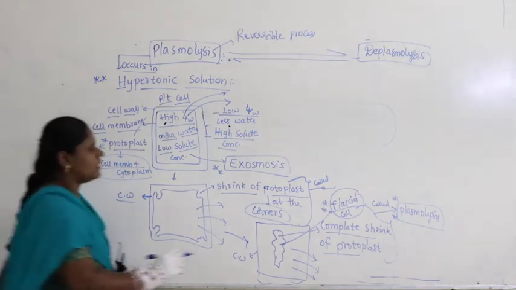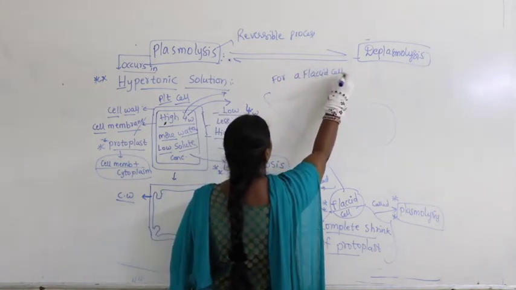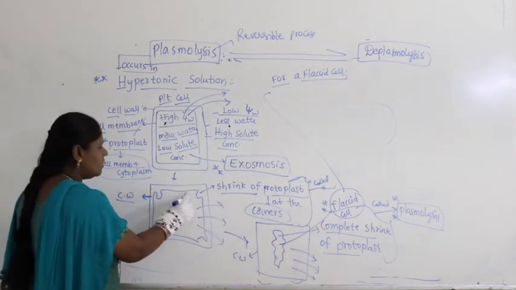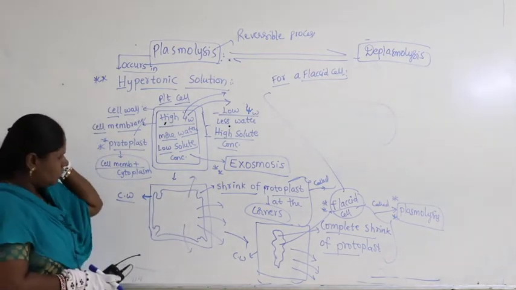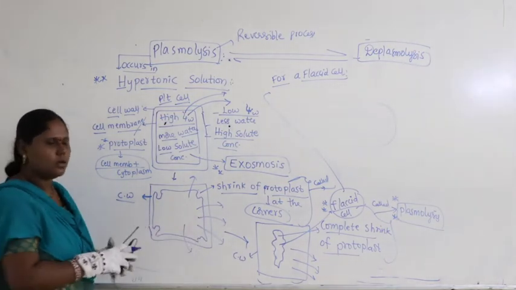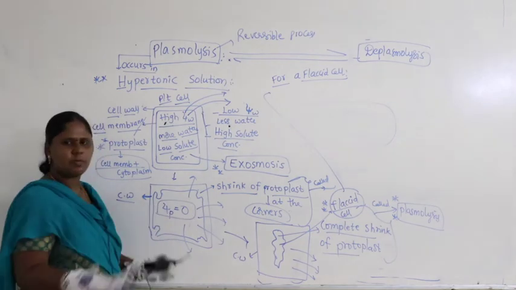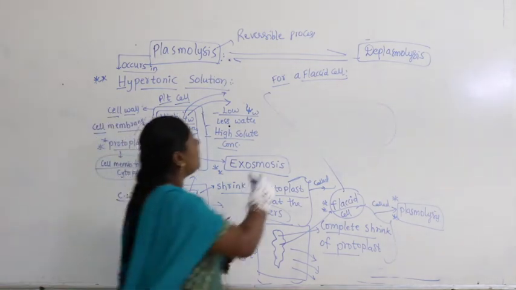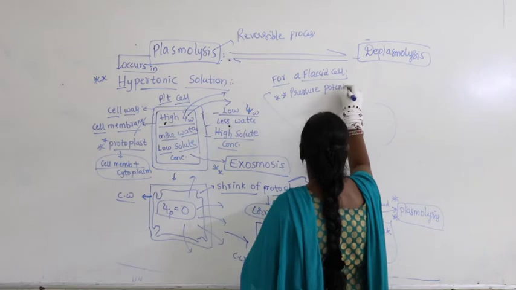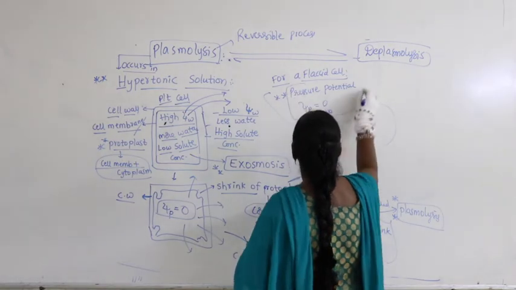For a flaccid cell, what is happening here? The solution is going out, completely, from inside the cell to outside the cell. When the solution is going out, the pressure potential becomes zero. There is no application of pressure because the solution is going out. So for a flaccid cell, the pressure potential, psi p, becomes zero. Very, very important, clearly note it down.